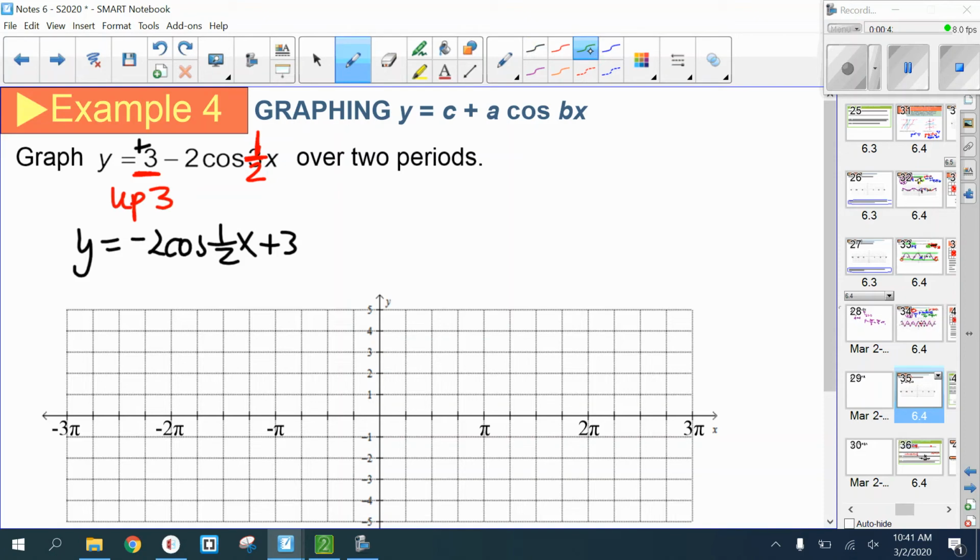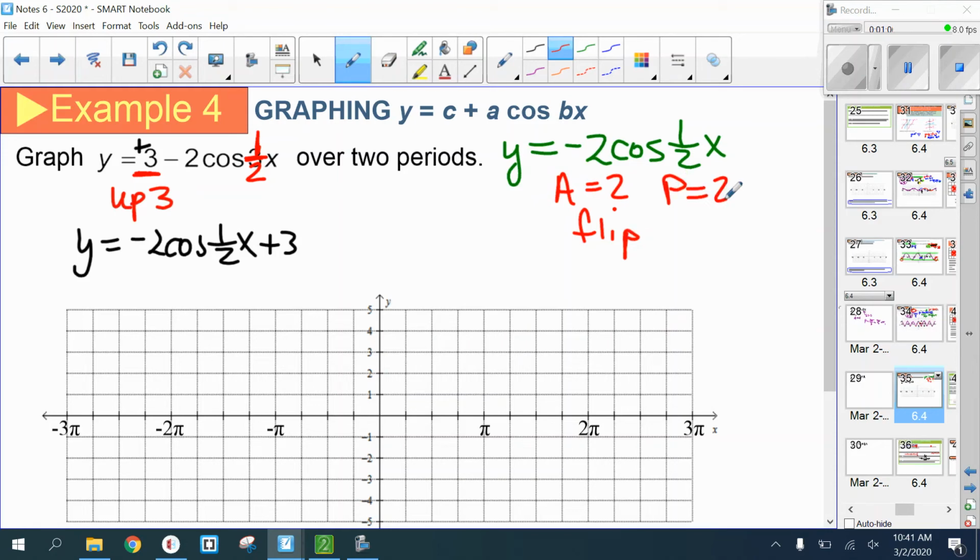As for the amplitude, well, let's rewrite it without the shifting. Y equals negative 2 cosine 1/2 x. I took out all the shifting. That's what it would look like. The amplitude is going to be 2 with a flip. And the period is going to be 2 pi over b. That's 2 pi over 1/2. Divide fractions, so we're going to multiply by the reciprocal. 2 pi times 2 is 4 pi.